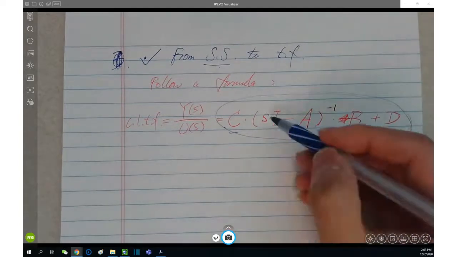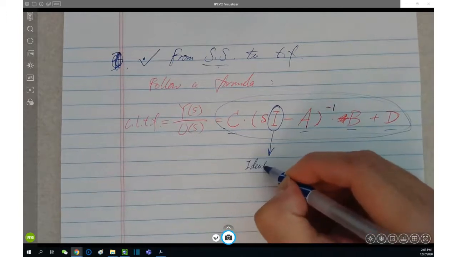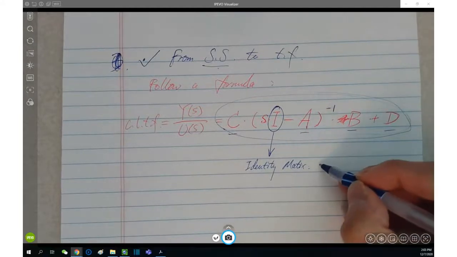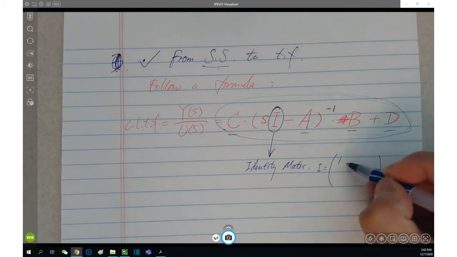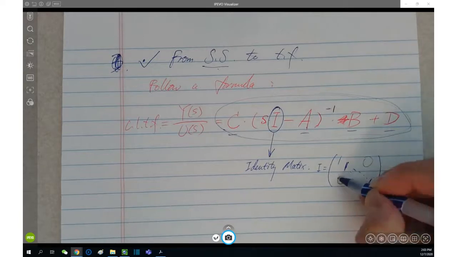And inside of this parenthesis, I is what? Anyone knows? Identity matrix. Jeff is right. Very good. Identity matrix. What does it look like? A diagonal of ones. Very good. Many of you actually know. Ones along the main diagonal and zeros elsewhere. Very good.